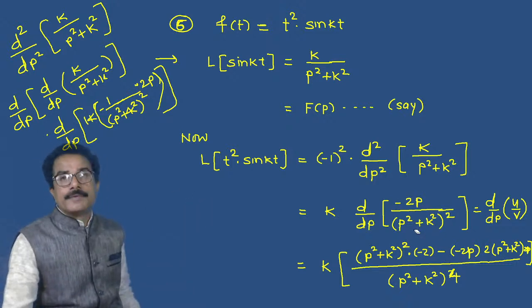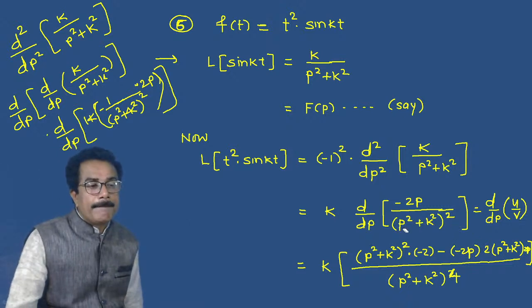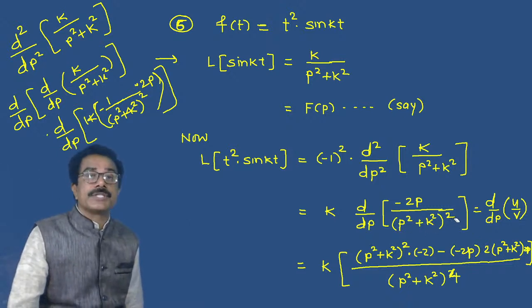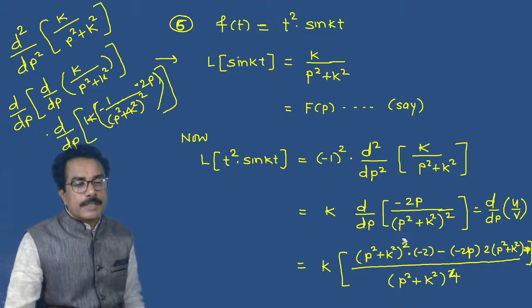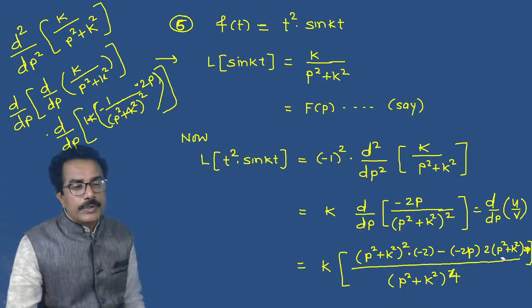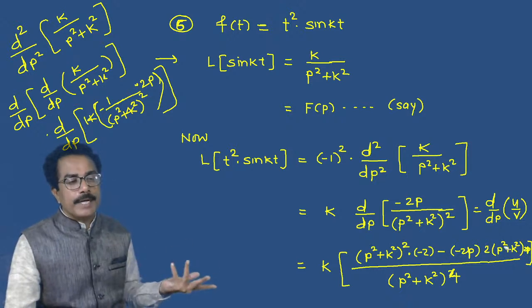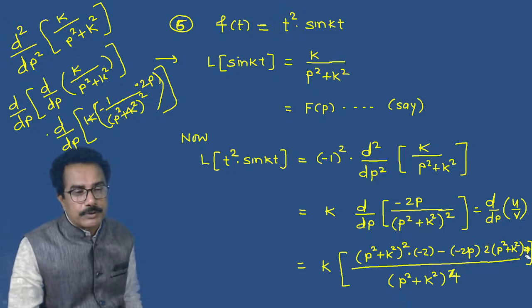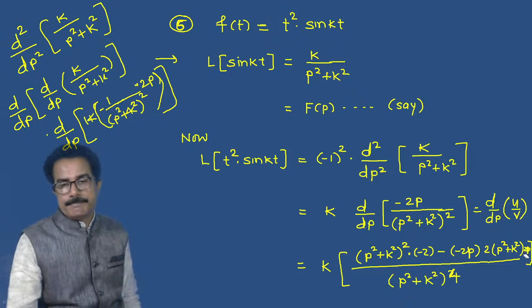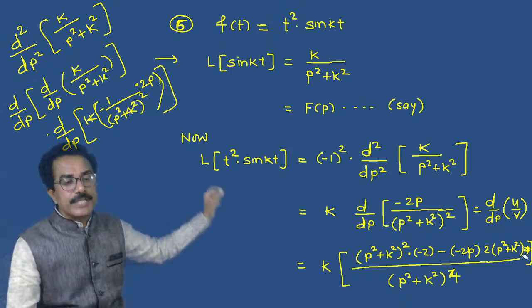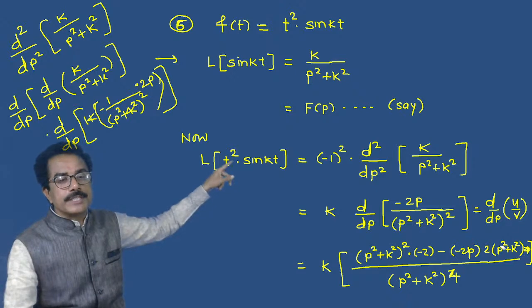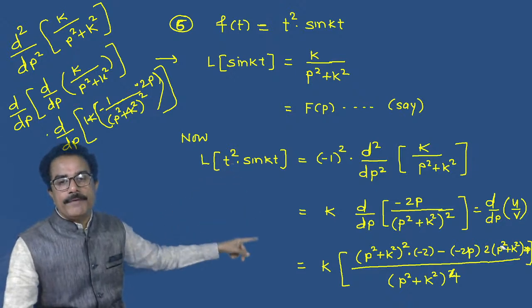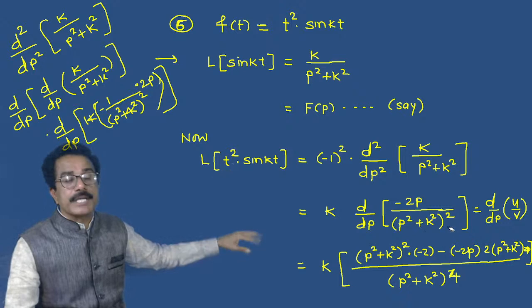Derivative of second. Derivative of second means derivative of (p square plus k square) bracket square. What is its derivative? First take the derivative of the power: 2 into (p square plus k square) raised to 1, into again the derivative of the bracket's content. The derivative of p square here is 2p. So here we get 2p. This is the derivative of the bracket. By using the division rule, we have to consider u means minus 2p, v means (p square plus k square) bracket square.